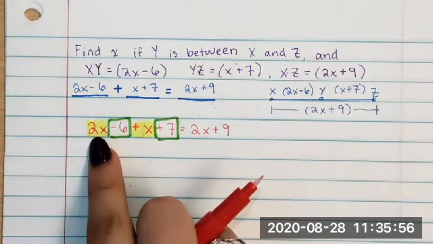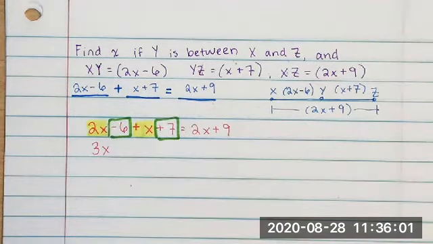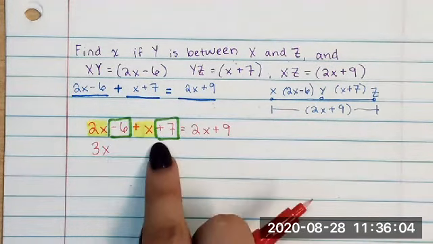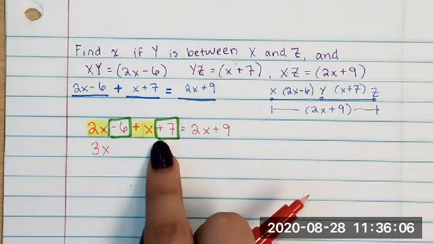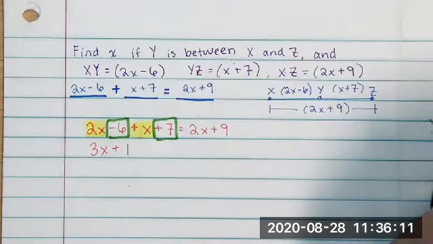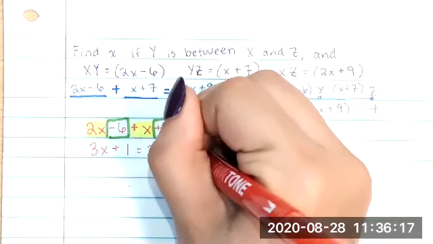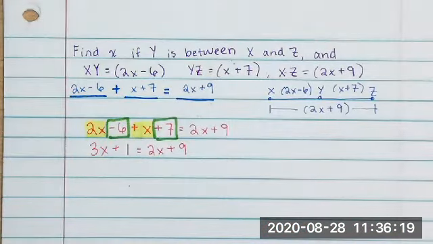So 2x plus 1 more x makes 3x. And negative 6 plus 7 more would be the same as 7 minus 6, which is positive 1. And that's equal to 2x plus 9. I didn't change the other side of the equation, so I just drop it down. Now we're dealing with a variable on both sides of the equation, and your multi-step equation notes will have an example just like this.